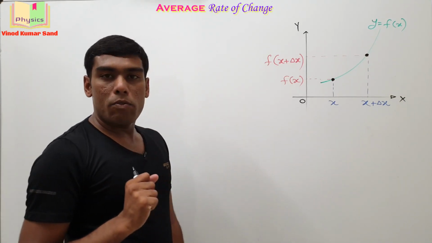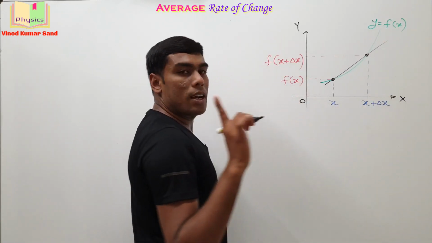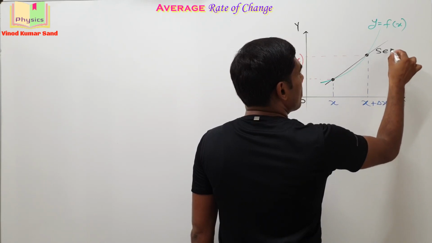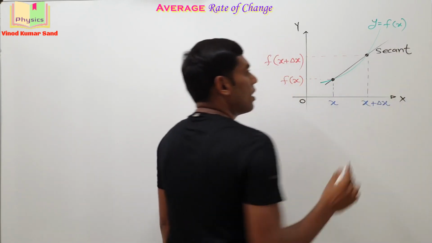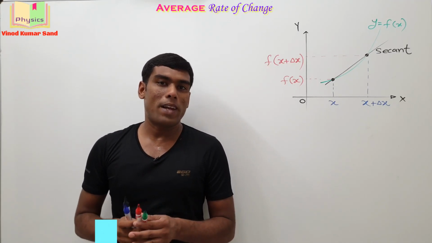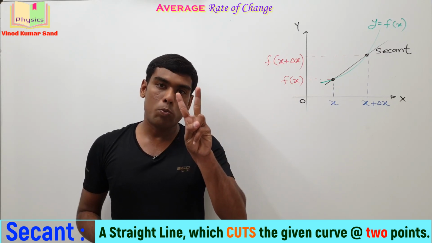To obtain the average rate of change, I am making a straight line here which is cutting these 2 points, and this straight line is known as secant. If someone asks us what is the definition of secant, then we should reply: a straight line which cuts the given curve at 2 points.